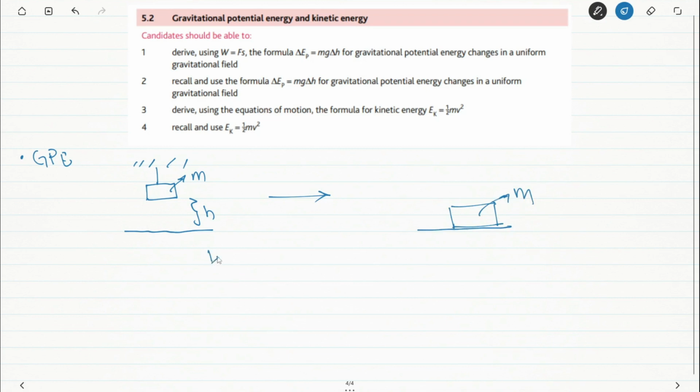So the work done by gravity, right? Work is being done by the force weight, which is caused by gravity, is force into distance, right? Now the force is mg here, right? The weight of this box is the force here, which is mg, and the distance moved is h. So this just becomes our formula of gravitational potential energy, which is mgh.